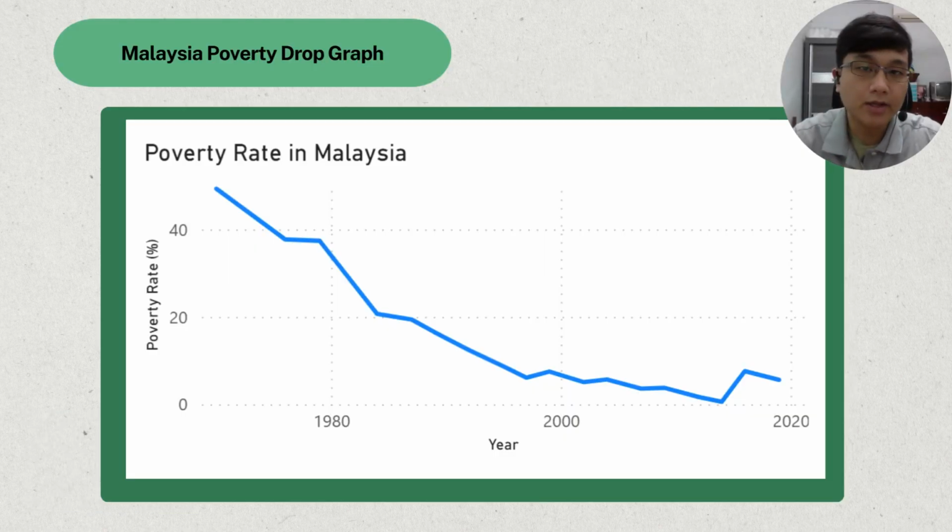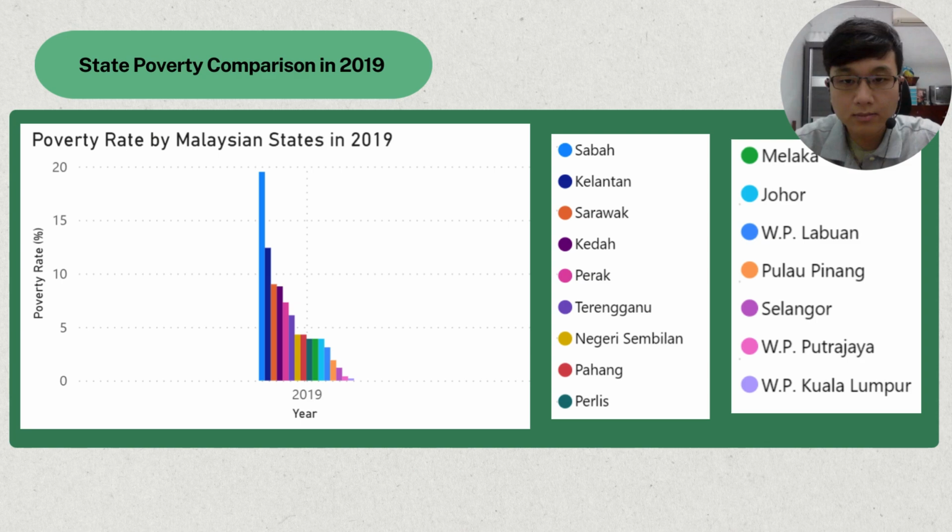So right now I'll be explaining what has been happening with Malaysians' poverty. As you can see, Malaysia's poverty rate has been steadily dropping. However, it rose a little during COVID, which is normal and expected. Next, we used the 2019 data to rank the Malaysian poverty rates by state. Sabah, Kelantan, and Sarawak have the highest poverty rates. Meanwhile, Johor, Pulau Pinang, and Selangor have the lowest poverty rates, excluding the Wilayah Persekutuan.